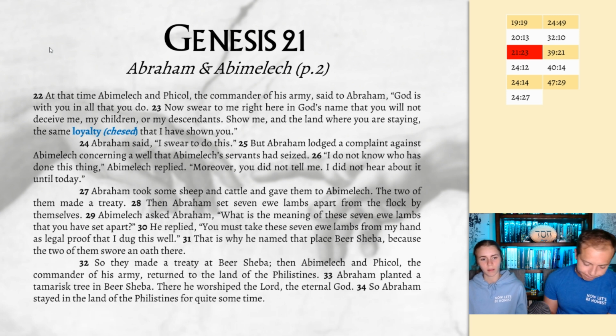What do you think about it? I like that Hesed was translated as loyalty in this one and the last one. Yes, because they directly correlate to each other.